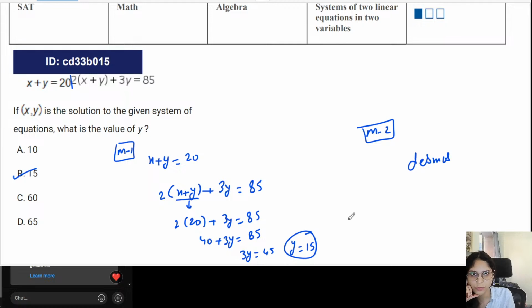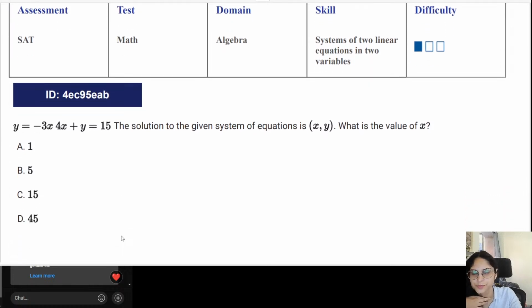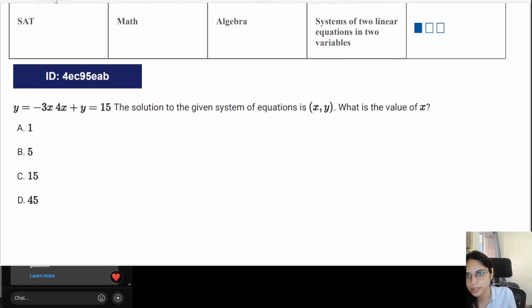Next one is question number 47. Y equals negative 3x. 4x plus y equals 15. So just replace y with negative 3x. X is going to be 15.